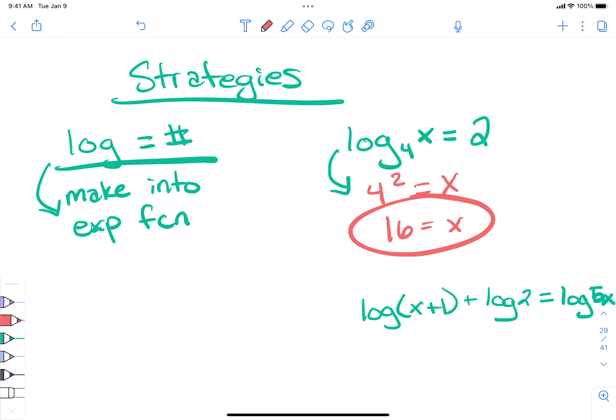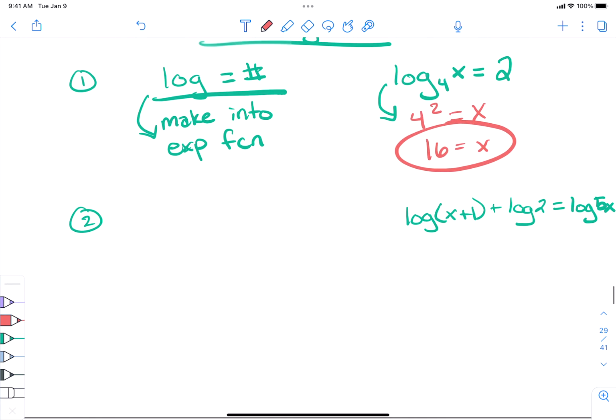Yes, ma'am. So if it's just log with no power, is it just 10 then? If it doesn't have a subscript, it is 10. Good. Okay. The second strategy is if you have a log equal to a log.